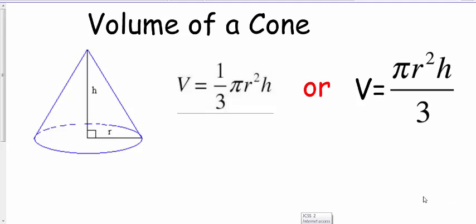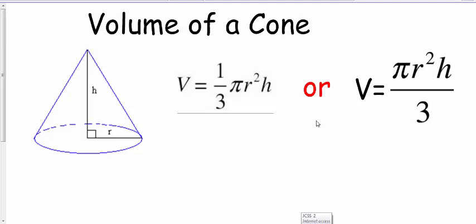Today we're going to be looking at the volume of a cone. The volume of a cone, the equation is 1/3 times pi times radius squared times height, or volume equals pi r squared h divided by 3. I really prefer this equation to the representation here. They both mean the same thing, but I like the way that this is set up.